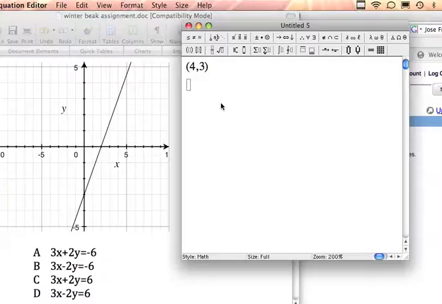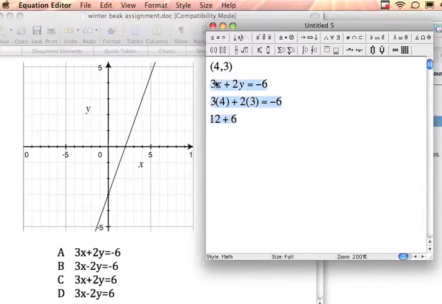So let's start substituting then. My first equation is 3x plus 2y equals negative 6. And x is equal to 4. So let's replace x with 4 and replace y with 3. I don't think that's going to equal negative 6 since everything's positive. I mean, 3 times 4 is 12, and 2 times 3 is 6, and 12 plus 6 is 18. So I don't think that's really going to work.